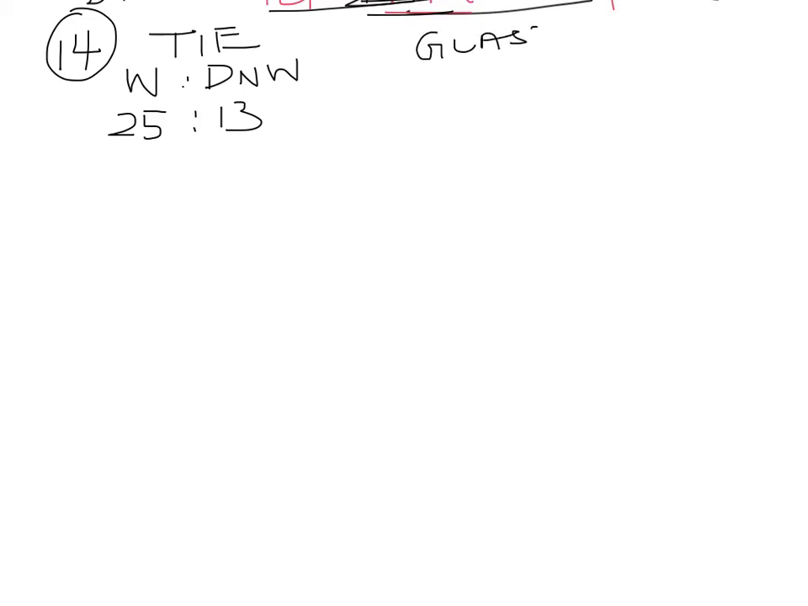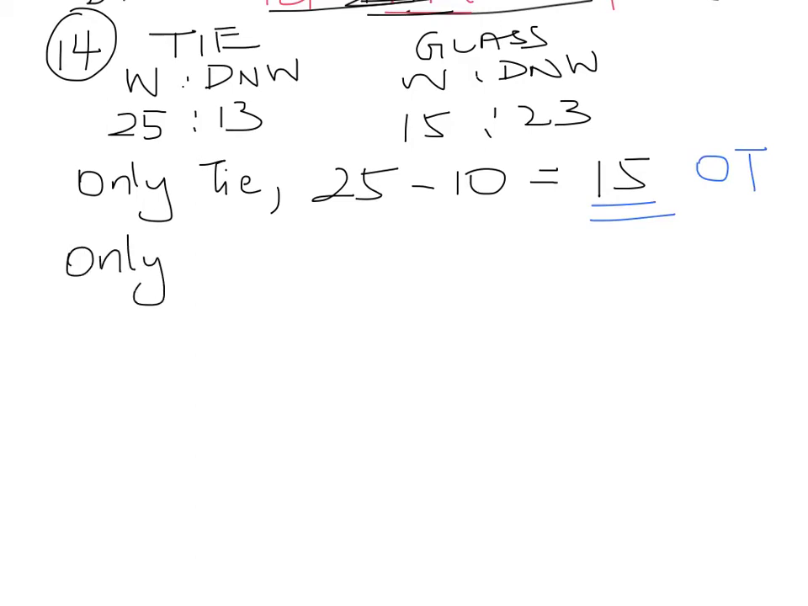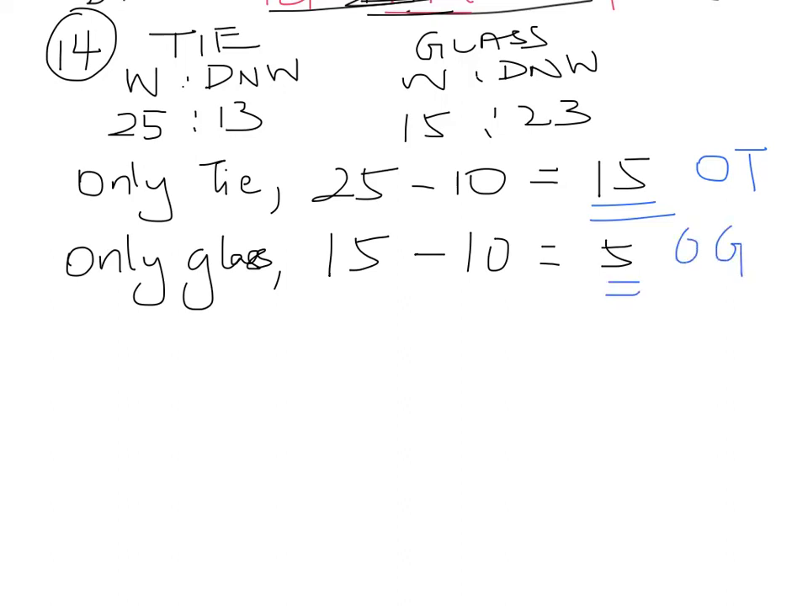Let's go to glasses. Wear, do not wear. There's 15 of them that wear glasses, which means 23 of them do not wear glasses. Okay, and let's look at the tie part, only tie. There's 25 of them who wore a tie and 10 of them who wore both tie and glasses, which means 25 minus 10 is 15. 15 men wear only a tie. If we move to only glasses, there's 15 of them who wore glasses and 10 of them who wore both glasses and tie, which means there's only 5 men who wear only glasses.